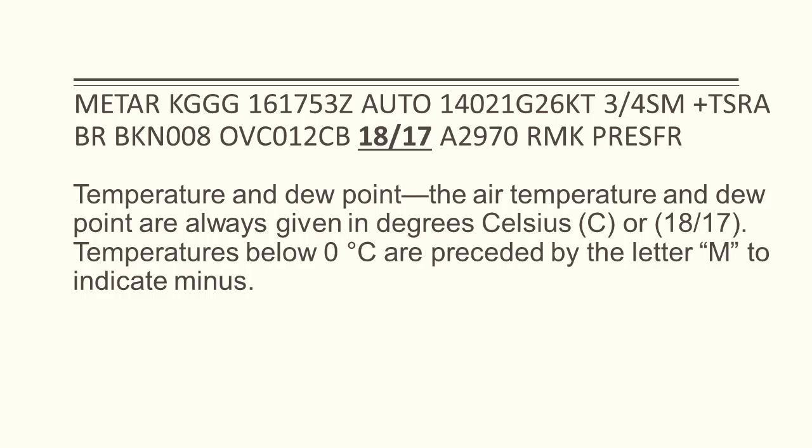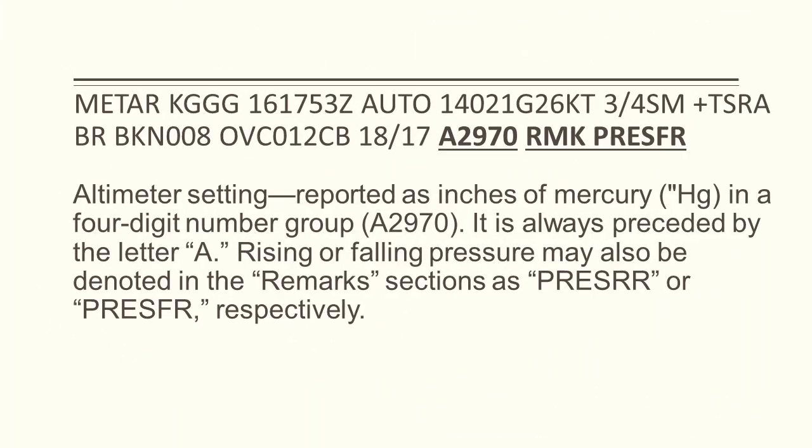This notation refers to the temperature and dew point. This information is given in degrees Celsius. If the temperature is below 0, it is preceded by the letter M to denote a minus-degree reading. The final notation refers to the barometric pressure. The reading is followed by a notation as to whether the pressure is rising or falling.